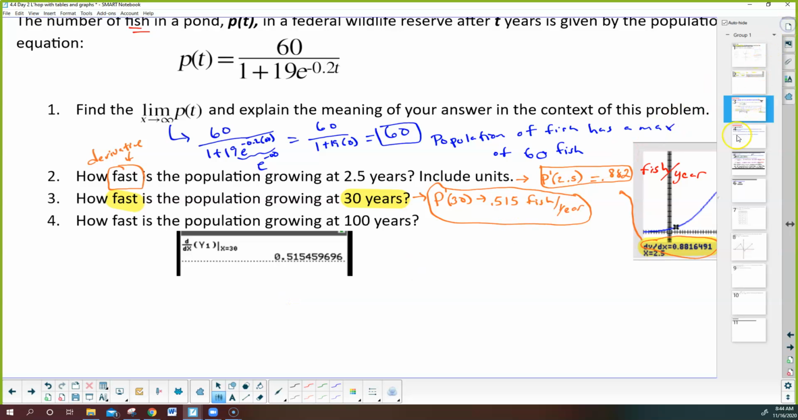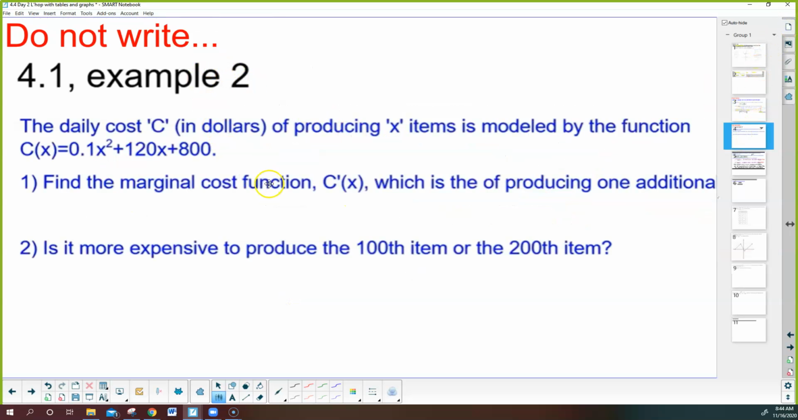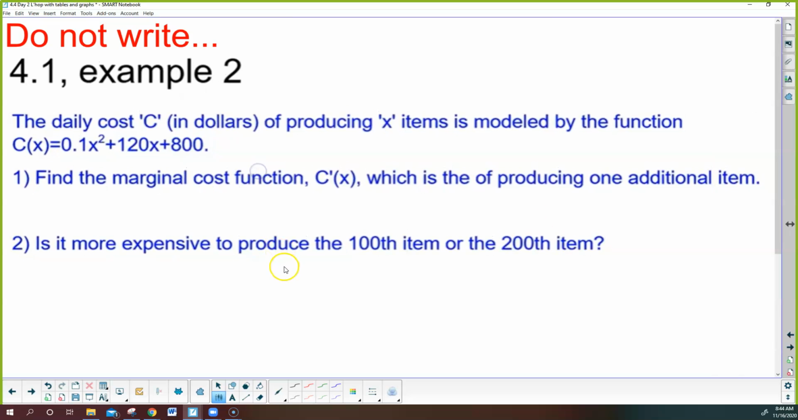All right, so don't write this one, but here's another example that you could do very quickly. What I want to do is do this in our calculator. We've got the daily cost, C, in dollars of producing X items modeled by the function. They're always going to give you some type of function. And then they're saying find the marginal cost, which is C prime. Marginal cost is kind of your difference in what it costs to produce versus what it costs to actually sell and make some money.